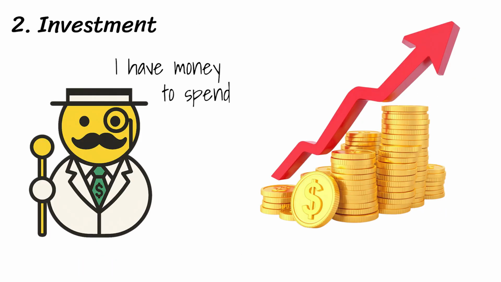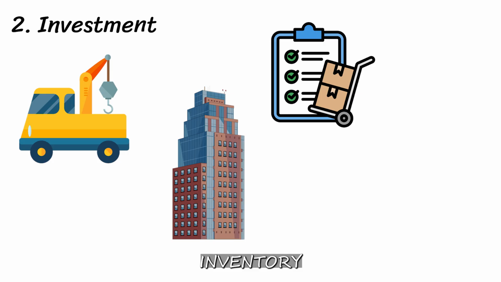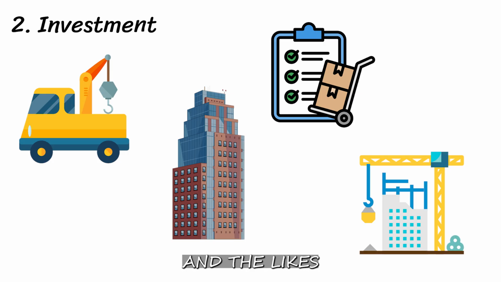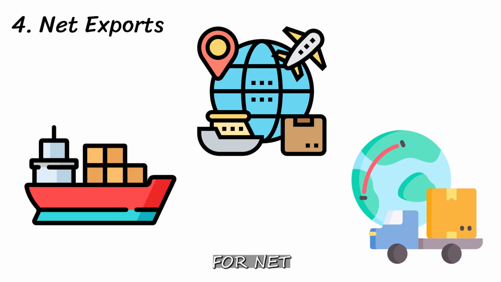2. Investment. In this situation, we are talking about investments in things such as equipment, buildings, inventory, residential construction, and the likes. 3. Government purchases. GDP also considers what the government spends on goods and services. 4. Net exports. This is when net exports are calculated against the net imports carried out by a country during a specific period of time.